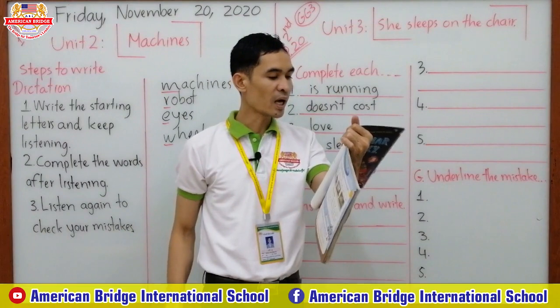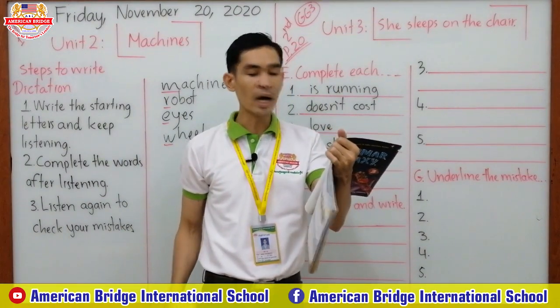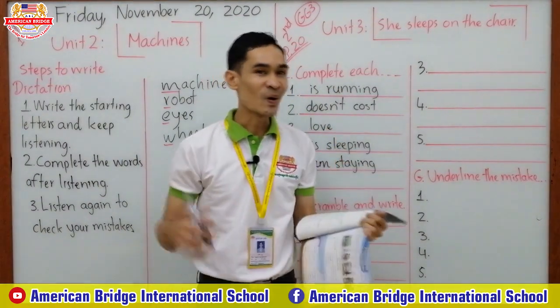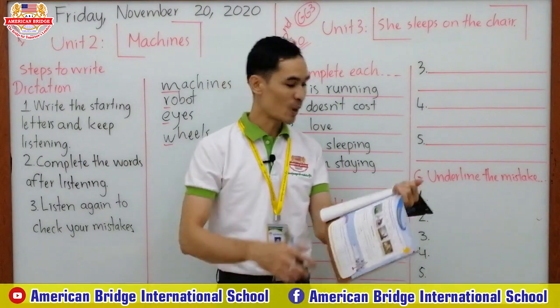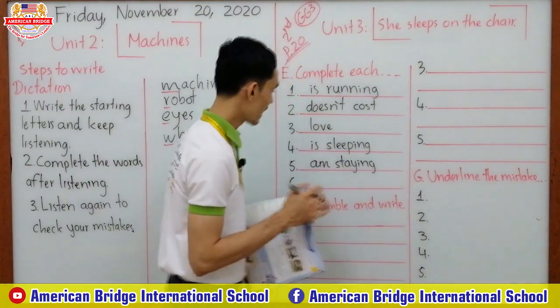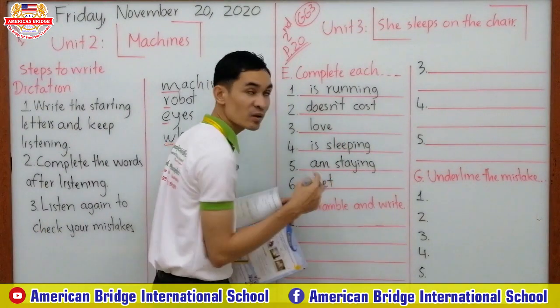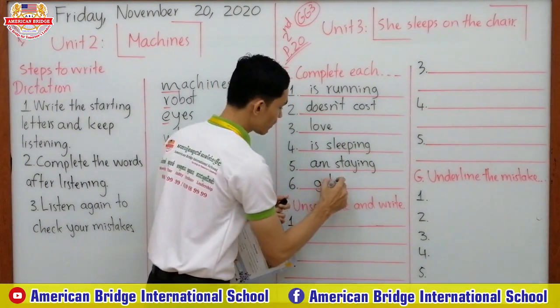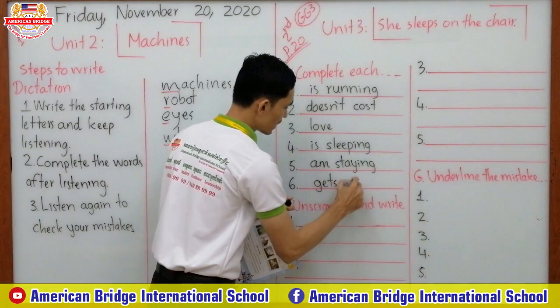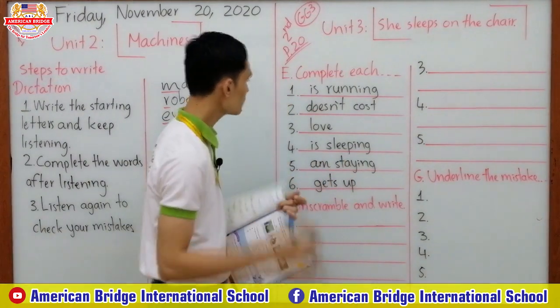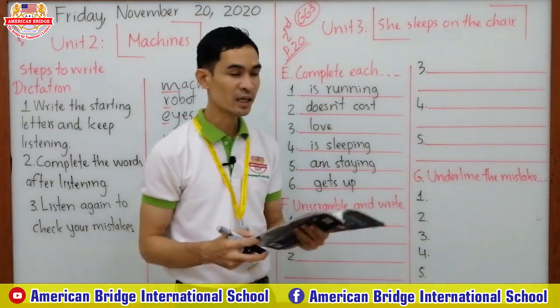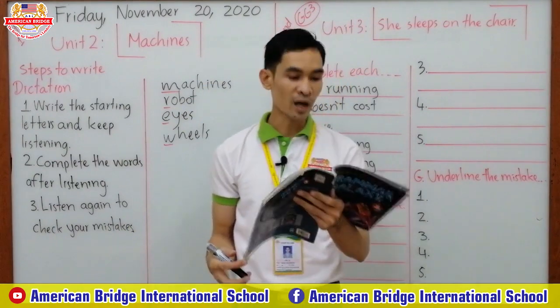Grandma blah blah blah at 6 o'clock every morning. So this one it must be simple present, right? Get up. But grandma is only one person referred to as she, right? So you have to add S, as gets up. Okay, so now we finish part E. Let's continue to part F.